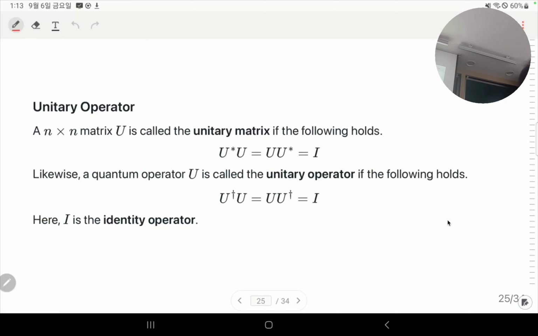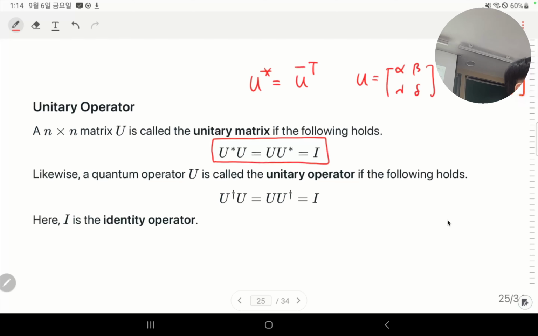All right, so here's the interesting stuff. Ideally, any linear transformation is an operator, but in practice, we cannot create an operator which is not unitary. A unitary operator is an operator represented by a unitary matrix. And what is a unitary matrix? It's a square matrix satisfying these equations, where U star is the conjugate transpose of U. For example, if U is alpha, beta, gamma, delta, then U star is alpha bar, beta bar, gamma bar, delta bar. It doesn't matter in which order you multiply these two matrices: if you get the identity matrix, then you call U a unitary matrix.